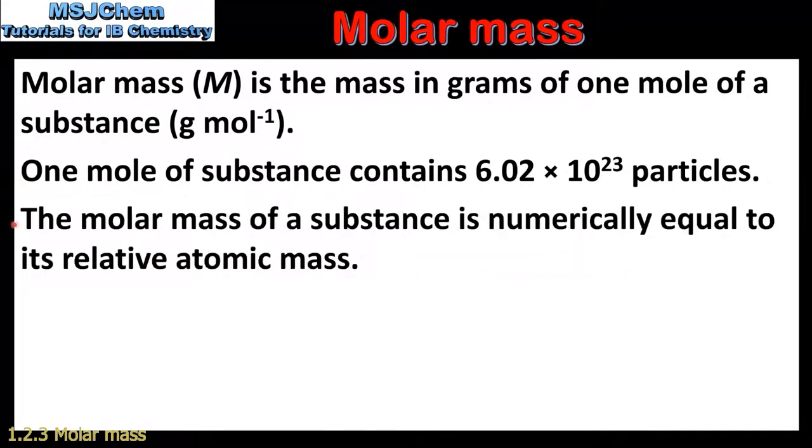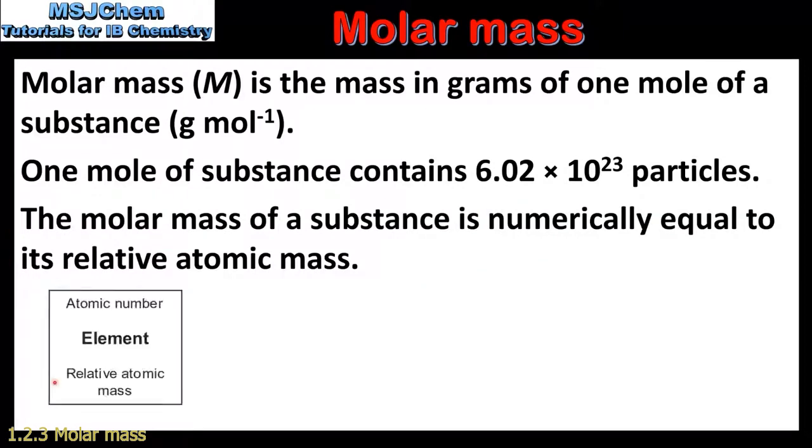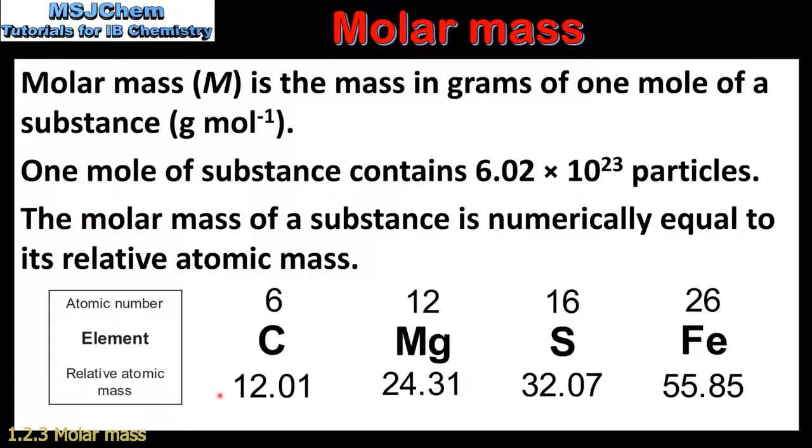The molar mass of a substance is numerically equal to its relative atomic mass. The relative atomic masses of elements can be found on the periodic table. Here we can see the relative atomic masses of carbon, magnesium, sulfur, and iron. As mentioned previously, the molar mass is numerically equal to the relative atomic mass. However, they are not the same.